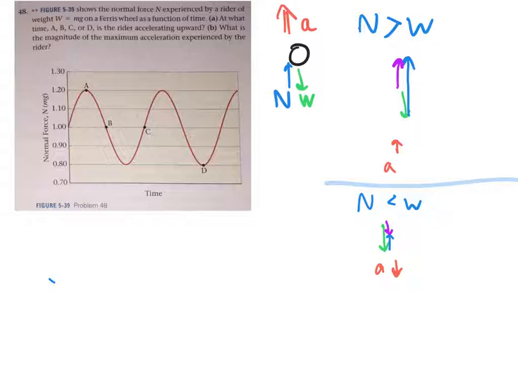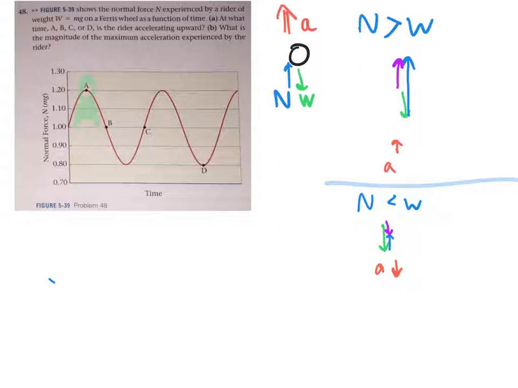So our question is, at what time A, B, C, or D is the rider accelerating upward? So we need the normal force to be bigger than the weight, which means it must be bigger than 1 mg. And our scale is in terms of mg. So basically, accelerations upward are going to happen whenever we're above the 1 line. So anywhere over here, or clearly at point A.